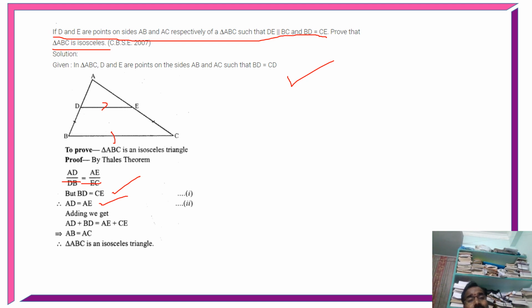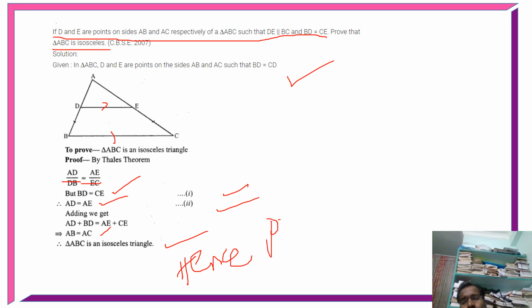When these two are added, AD plus DB equals AE plus CE, since we already know BD and CE are equal. We proved here AD and AE are equal. From 1 and 2, what can we say? We know Euclid's axioms: if you add equals to equals, the resultants are equal. So AD plus DB equals AE plus CE. Already we know AD equals AE and BD equals CE. So 100% AB equals AC. In a triangle, if two sides are equal, it is an isosceles triangle. So hence proved. Don't forget to write hence proved whenever you complete a theorem, students.